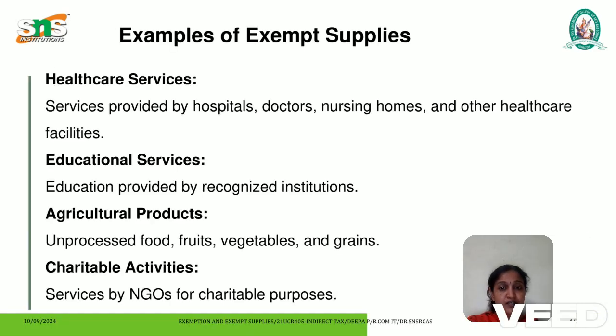The next is examples of exempt supplies. Healthcare services: services provided by hospitals, doctors, nursing homes, and other healthcare facilities. Educational services: education provided by organized institutions. Agricultural products: unprocessed food, fruits, vegetables, and grains are fully exempted. If it is processed, it should be taxable.